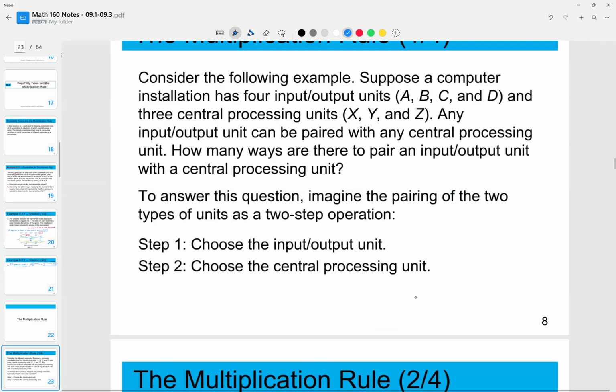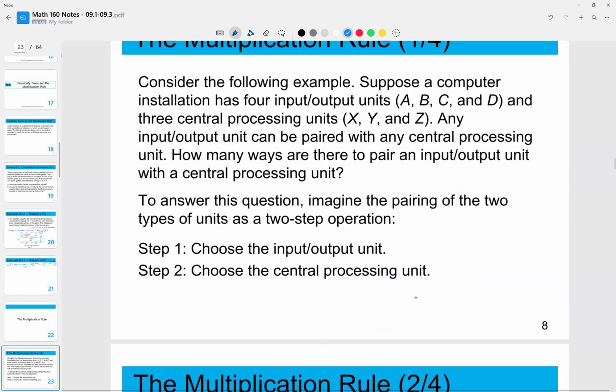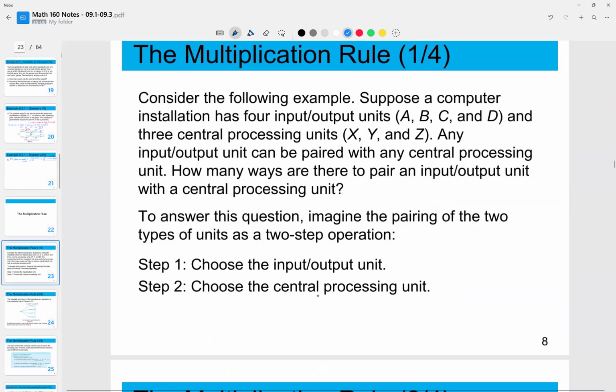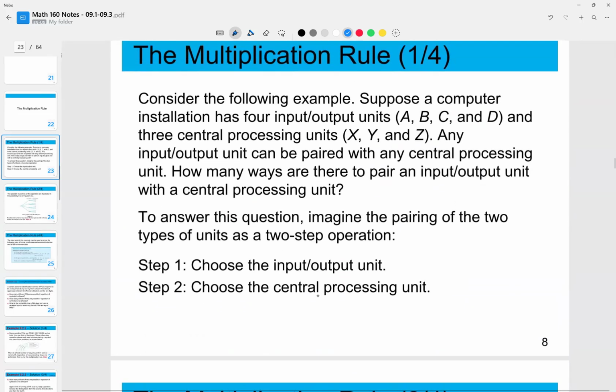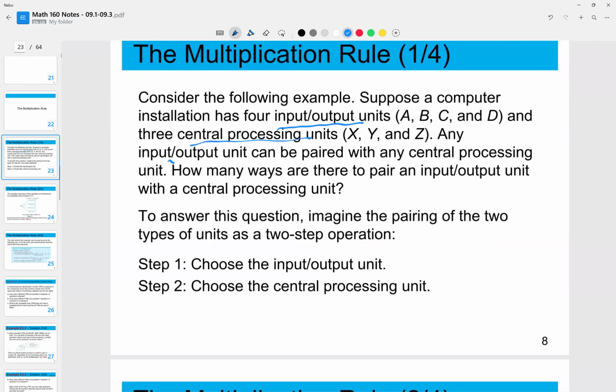Okay, so the multiplication rule is a real fundamental idea. What it tells us is, let's take this example. Say you have a computer installation, and there are all these different options for what a consumer can buy. You have 4 different I/O units, which could be CD-ROMs or storage drives, SSD or NVMe. You have three different CPUs. So four and three. The overall question is, how many ways can we build this computer?